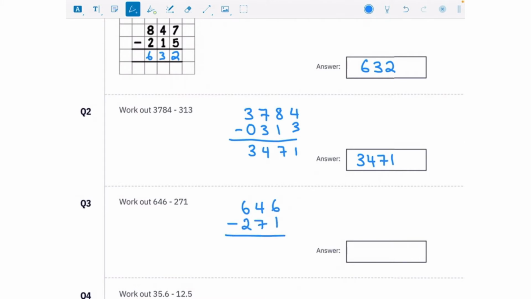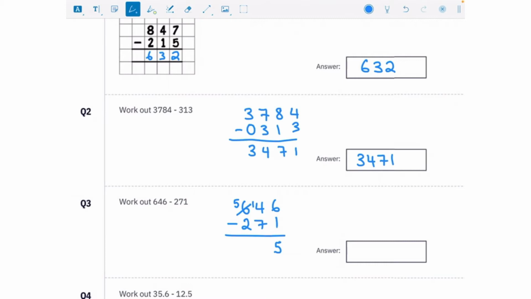For question number 3, work out 646 minus 271. 6 take away 1 is 5. Now 4 take away 7 is harder for us to do. If there's more on the floor, so the bottom number is bigger, we need to borrow from next door. So more on the floor, borrow from next door. And that's just when we're subtracting. So 4 take away 7, we're going to need to borrow from here. We're going to turn this into a 5. So we've borrowed 1 and made the 4 into 14.